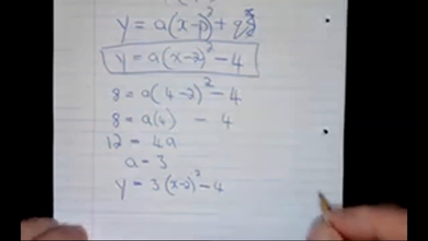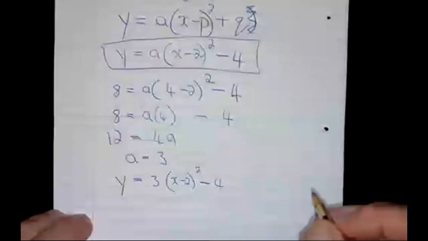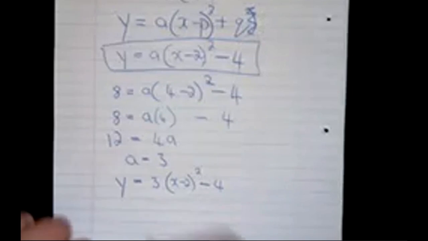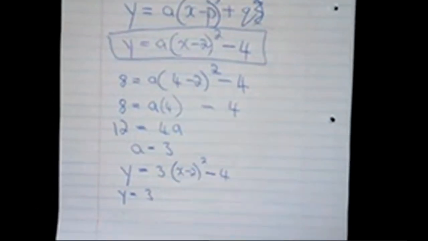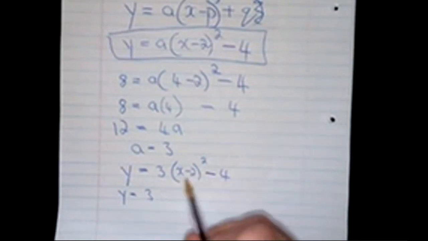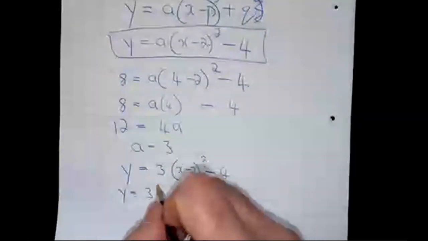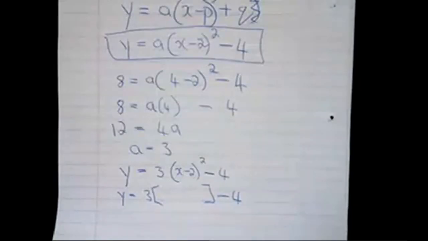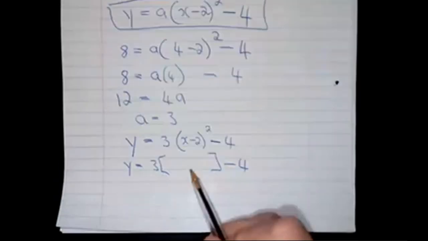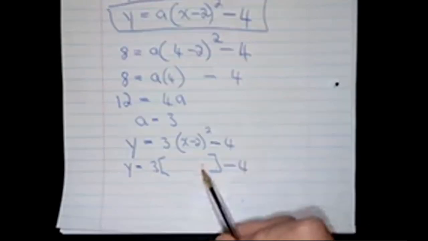But if the question says that you must get this in the standard form, then we still have to do that. Okay. Can you guys do that quickly? When I say in the standard form, it means you must multiply that out. Then take the 3 in, and then add the minus 4 to that. So I'm going to wait for you guys to do that as fast as you can.